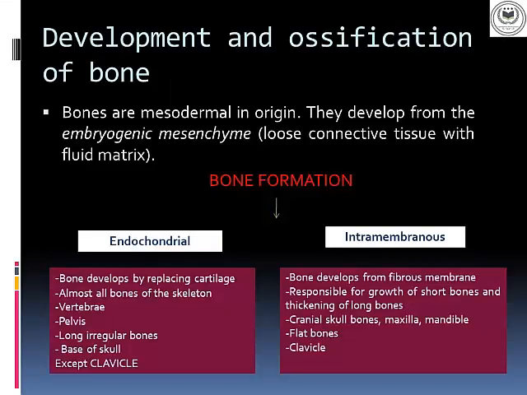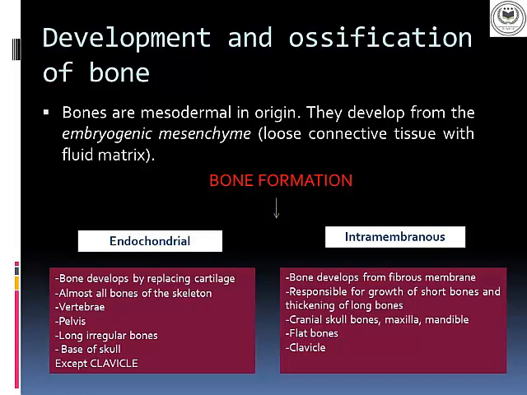Now coming to the last section of the presentation, development and ossification of bone. Bones are mesodermal in origin. They develop from the embryonic mesenchyme, which is a loose connective tissue with fluid matrix. Basically, bone formation is done in two types, endochondral or intramembranous.